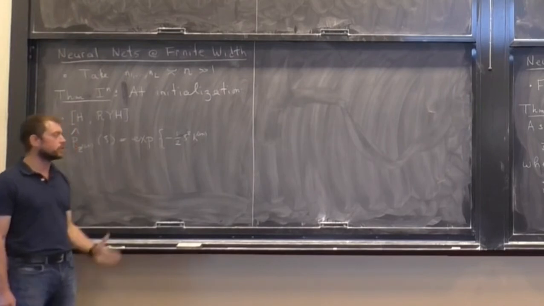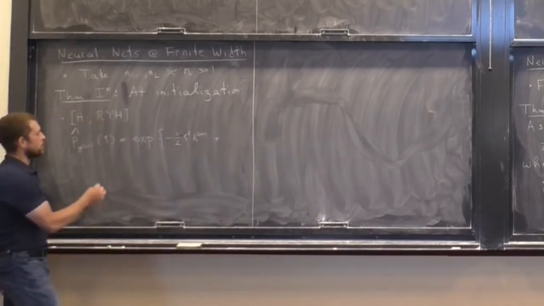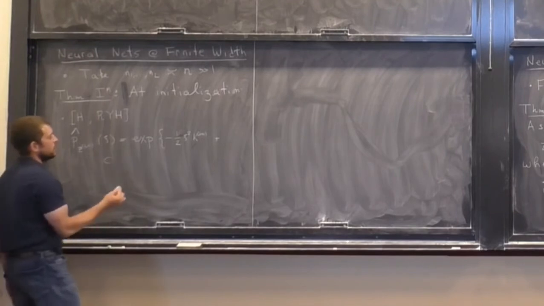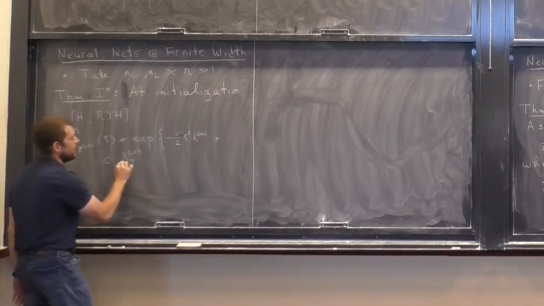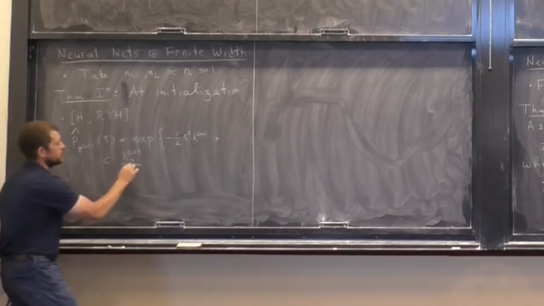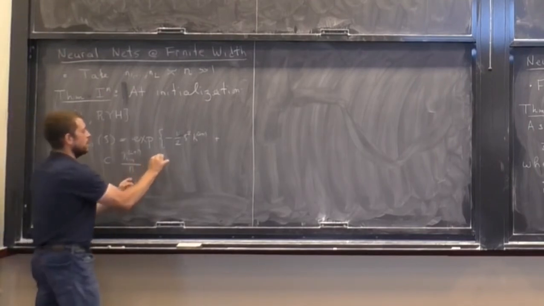But now there are more terms, and let me write them like this. The next term is a certain constant times the normalized cumulant of the network after L plus 1 layers. It turns out only the even cumulants survive, the even connected correlation functions. And this one comes with the 1 over n in front of it. And this is the 4-point interaction.